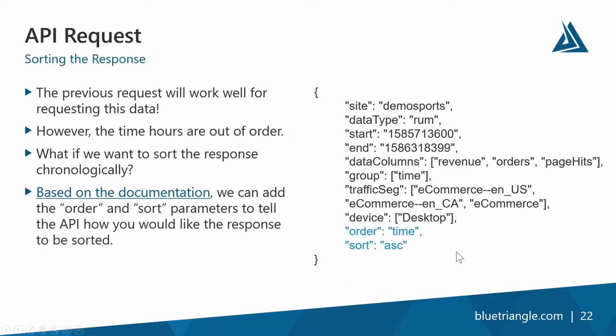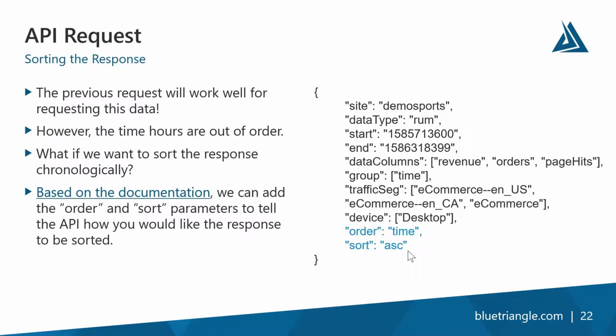Another thing that can be important for this sort of query is to sort the request to make sure we're getting the result in chronological order, right? Let's say you made this request, but the hours are all out of order. So how do we do this chronologically? In the documentation, there are order and sort parameters that you can use to tell the API how you want the response to be sorted. By looking at that documentation, we can see we can order by the time, and we can sort by ascending, just like this.